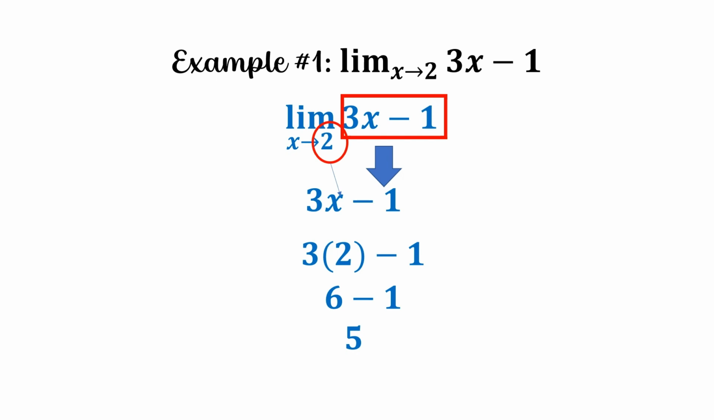Simplify using the MDAS rule. 3 times 2 is 6. 6 minus 1 is 5. Therefore, the limit of 3x minus 1 as x approaches 2 is 5.